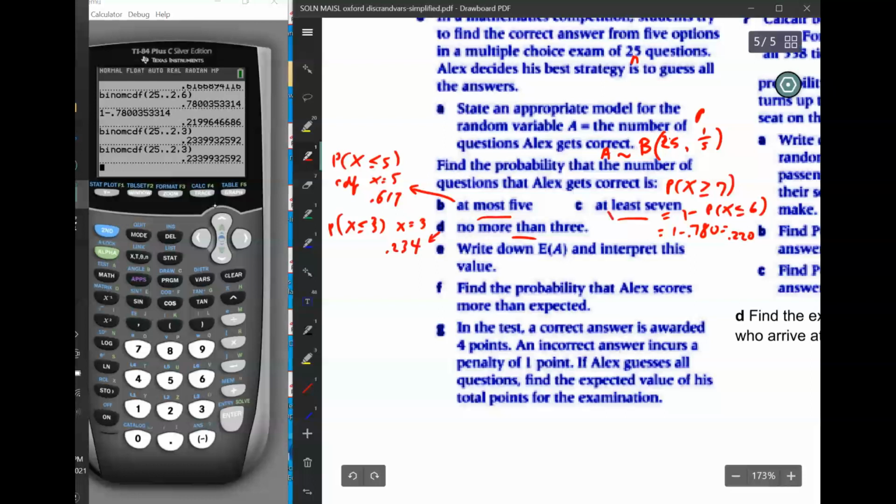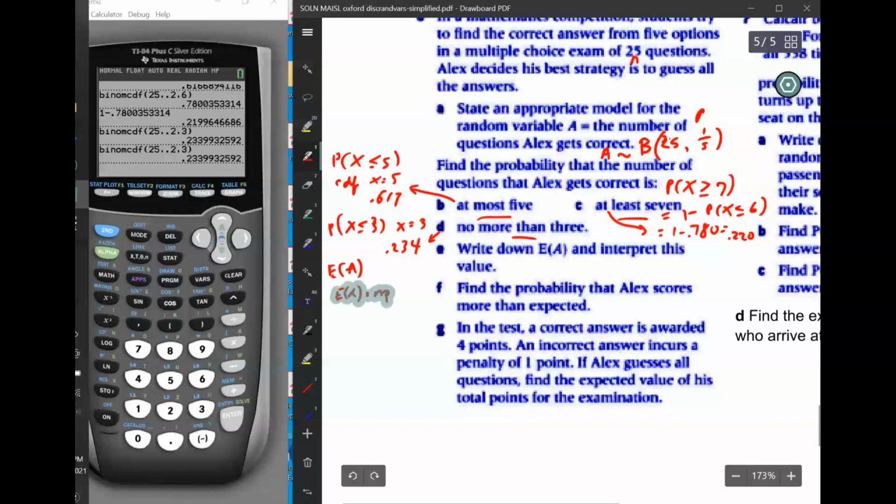All right, and let's see, next one. Write down the expected value of the random variable A and interpret this value. So remember, if you look at the formula sheet, if you look at the expected value of x formulas, it says that that's equal to n times p.